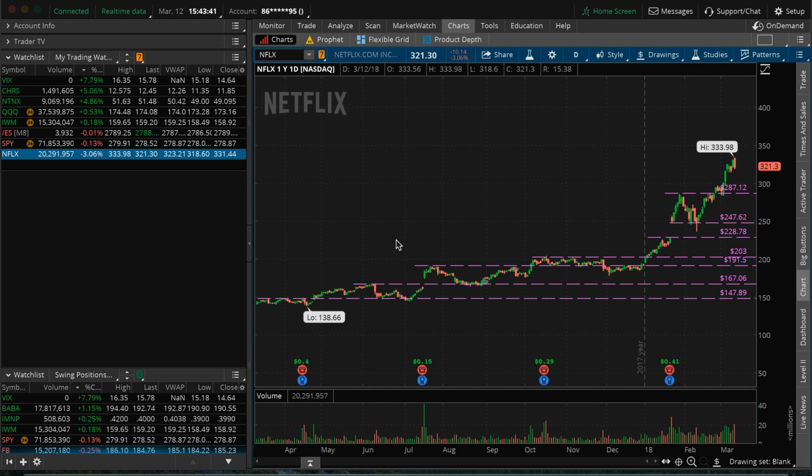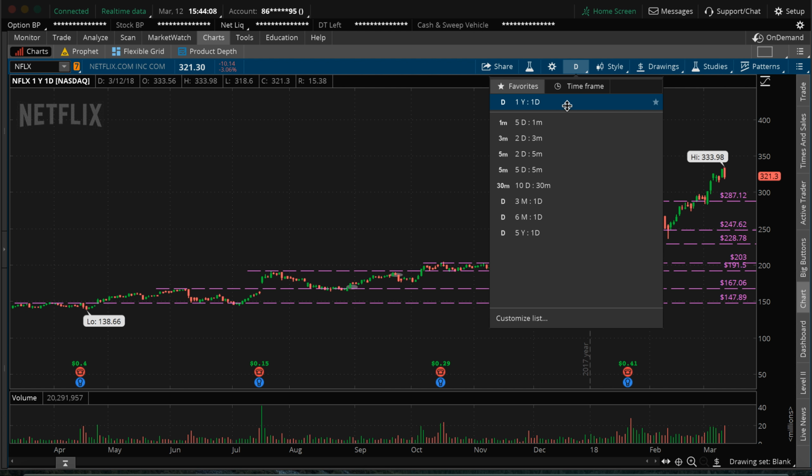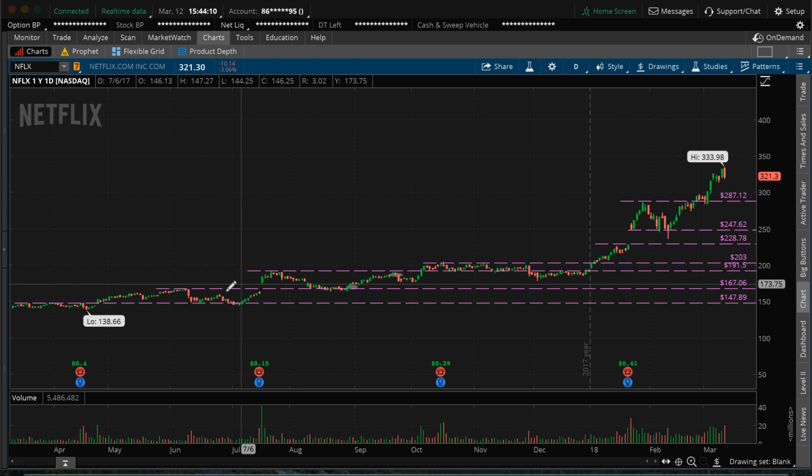So, one of the reasons why it's so important when you first start trading, why you should become a swing trader versus a day trader, is because you have to pay attention to the bigger picture. If you do not understand how to read the daily chart, you're not going to understand how to read the intraday chart if you're a day trader. Let me give you an example. For example, this is a 1 year daily chart of Netflix, and I added some resistance and support levels.